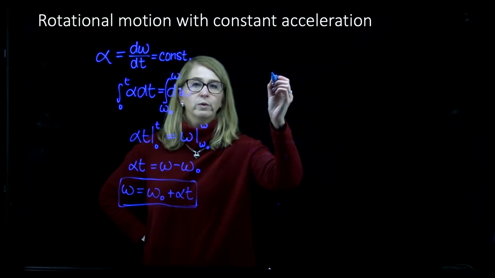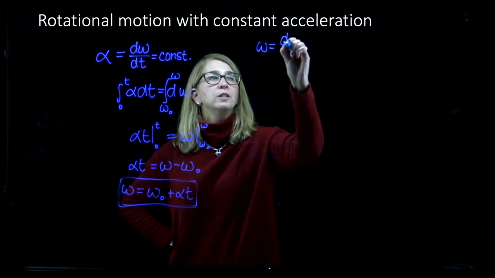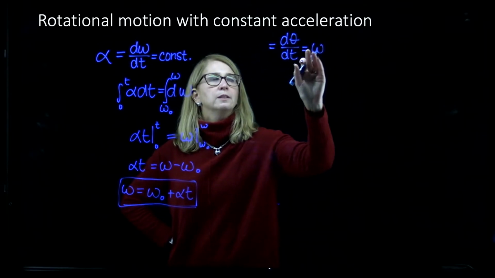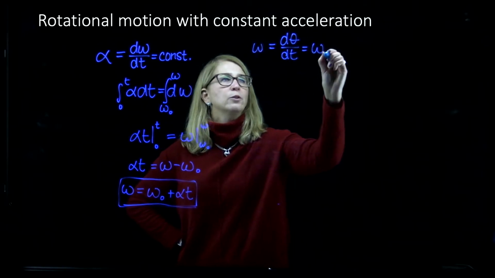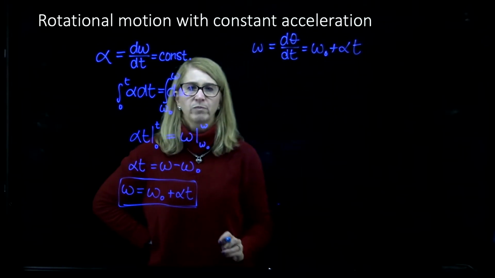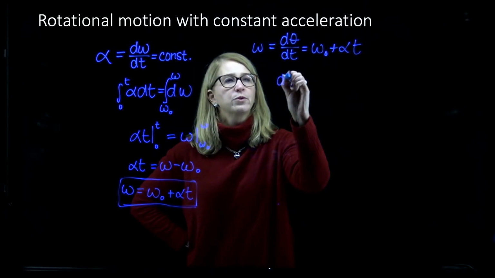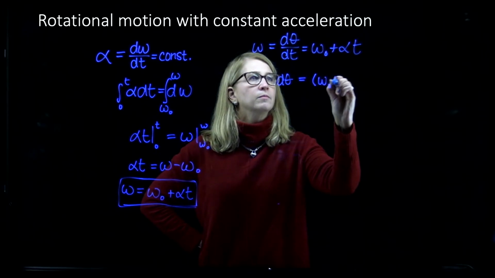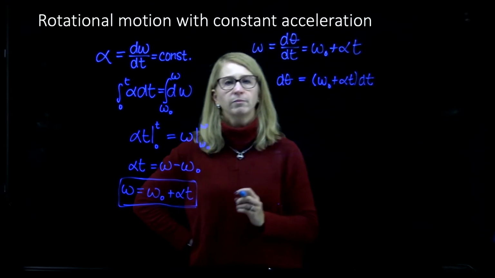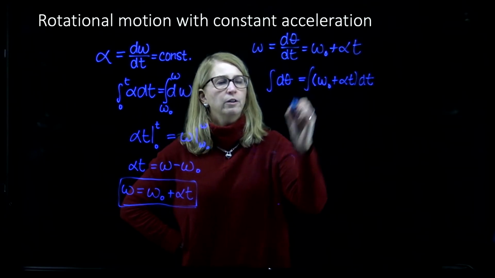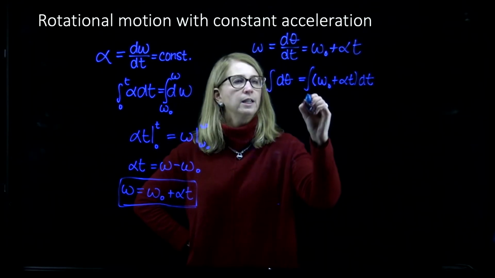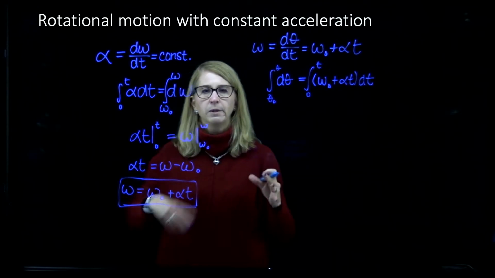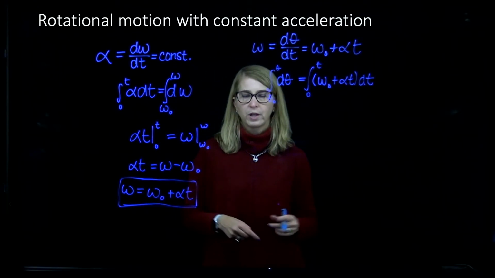Now we're going to work with omega, which is equal to d theta dt, and that is equal to omega naught plus alpha t. And so we're going to integrate that. I'm going to multiply both sides through by dt. On the left-hand side, I'm going to integrate over theta. The right-hand side, I'm going to integrate over dt, from 0 to t. This will have to go from theta naught to theta, again keeping in mind that the limits have to match on both sides.